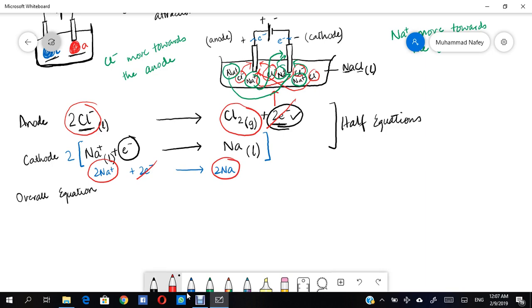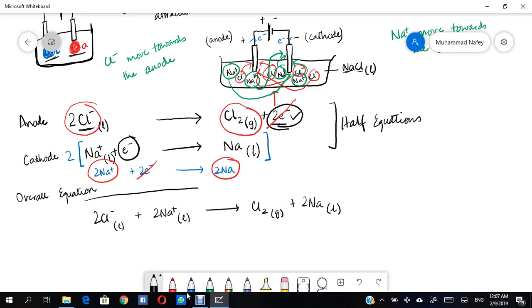So the overall equation becomes 2Cl-, which is in the liquid state, plus 2Na+, again in the liquid state, gives us Cl2, which is a gas, and 2 atoms of sodium, which is a liquid. So this is our overall equation.